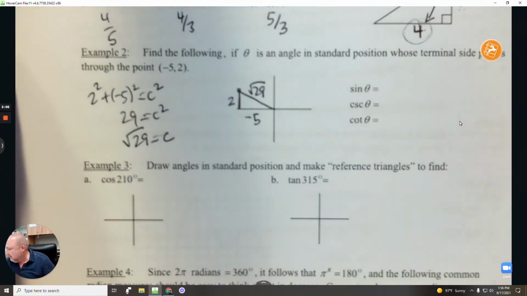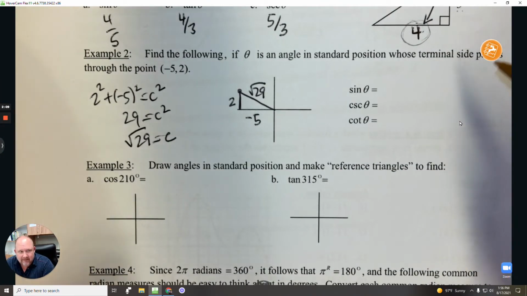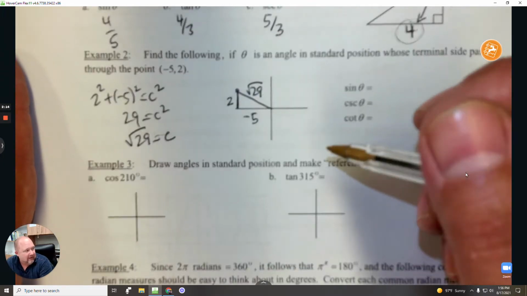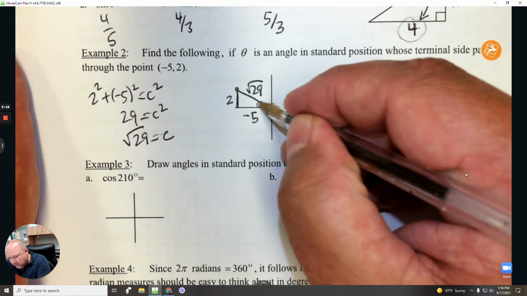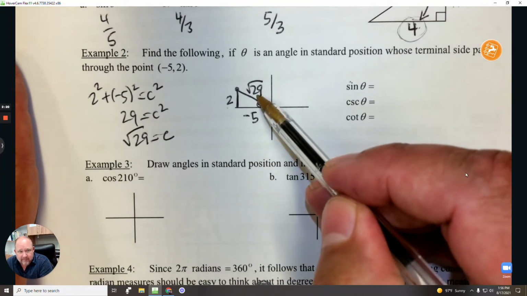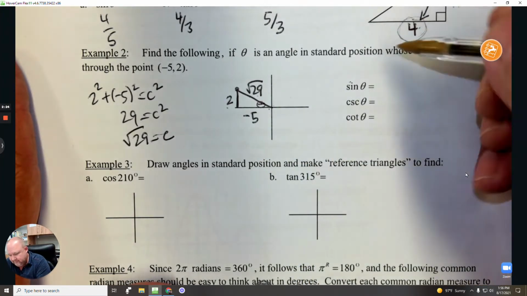Now we're not going to worry about rationalizing the denominator. We can leave in the denominator a square root. It's okay. All right, where's theta in all of this? So theta is here by the origin. Sine is opposite over hypotenuse. You could also think of it as the y-coordinate over the radius.